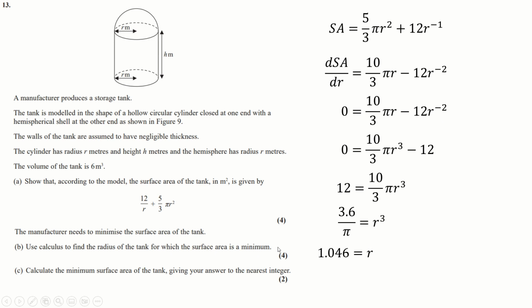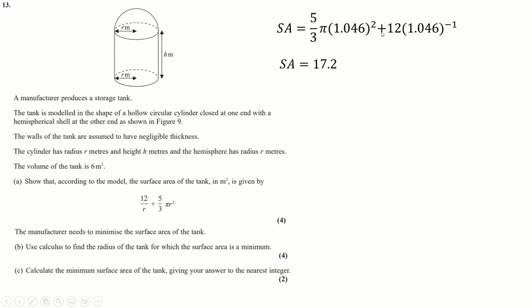You could also count the marks here and come to a conclusion yourself as to whether or not you think 4 marks requires you to actually do that as well. And maybe hedge your bets a little bit. Anyway, calculate the minimum surface area. I mean, we literally just put this number into here.